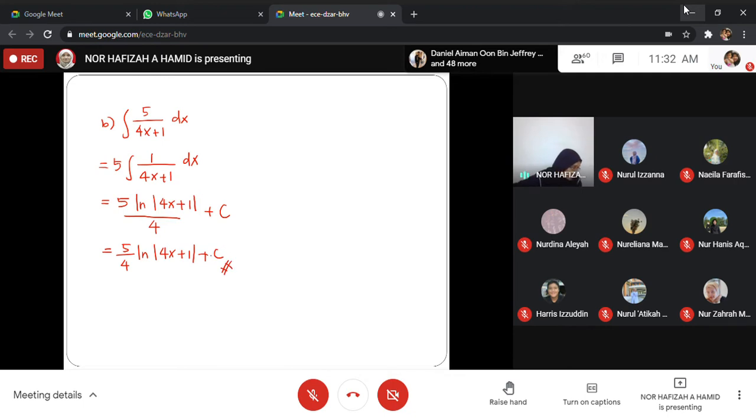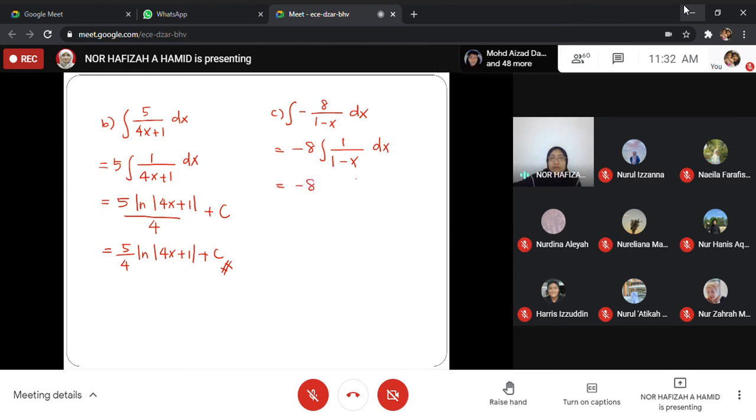Okay, so this is for B. And next for C. Okay, we need to integrate negative 8 over 1 minus x with respect to x. So this one is also the same, I solve using the formula only. So it is equal to negative 8, integrate 1 over 1 minus x with respect to x. So negative 8.